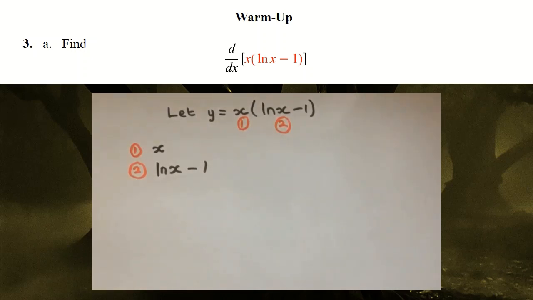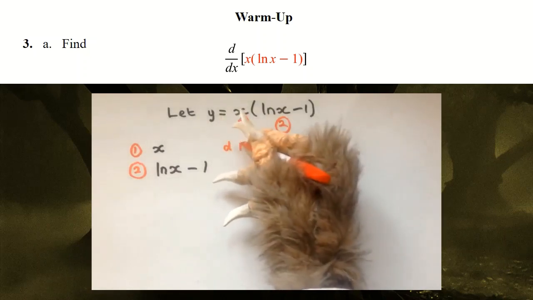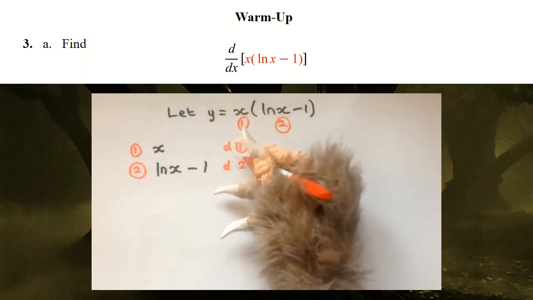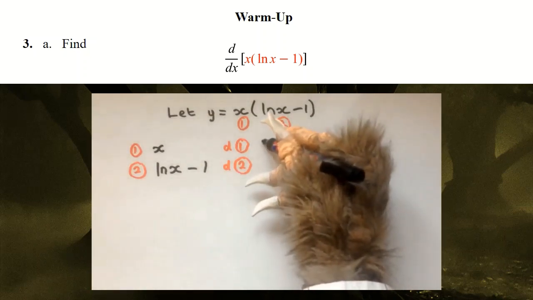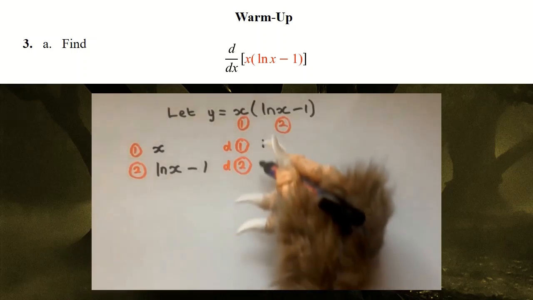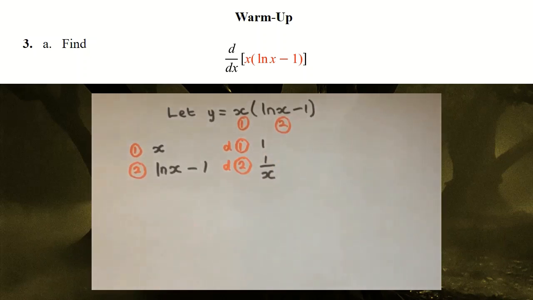Okay, let's do the derivatives. So the derivative of x, we should all know that, that's just 1, isn't it? So let's just write that in. So I'm going to call it d1. Okay, and I'll put d2 there. So my d1 is just going to be 1. Now, remember, the derivative of the natural log is 1 over x. It's a standard derivative. And if you differentiate -1, obviously that's 0.